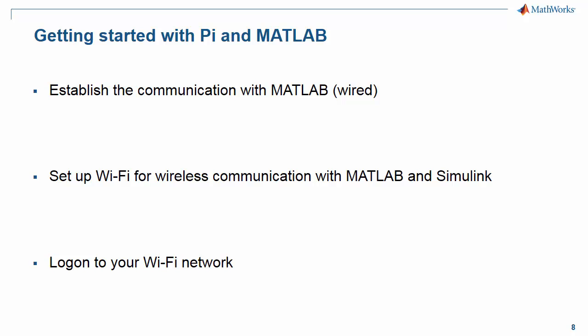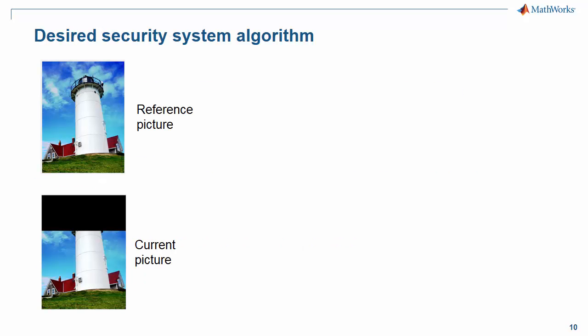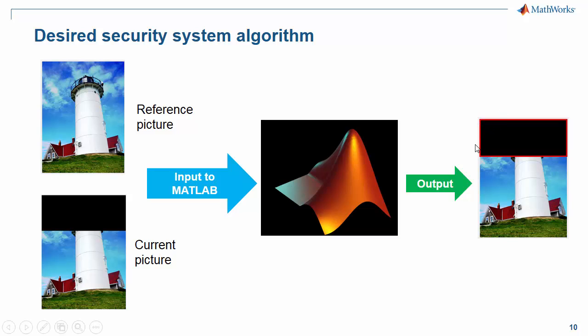We saw how to establish wired communication between MATLAB and the Raspberry Pi. We then saw how to set up the Wi-Fi using this wired communication to establish wireless communication and read and write data from MATLAB. In the next section of the webinar, we will see how I developed the security system algorithm using Image Processing Toolbox and MATLAB. The desired security algorithm should be able to take the reference picture and current picture and tell me where the difference exists. This way, we can visually confirm that the algorithm works as intended, and then I can deploy it to the hardware in the next step.